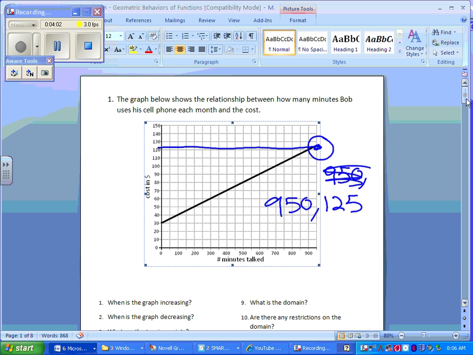Now that means this is the x, or this is the domain, and this is the range, and you guys know that, but it's also something else. It's $950. If Bob talks 950 minutes, it will cost him $125 because this is minutes talked. Okay? Got that?